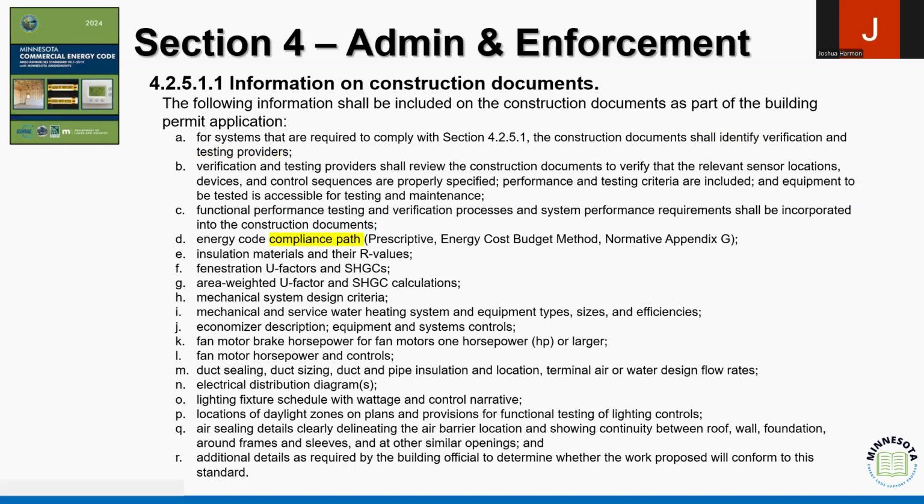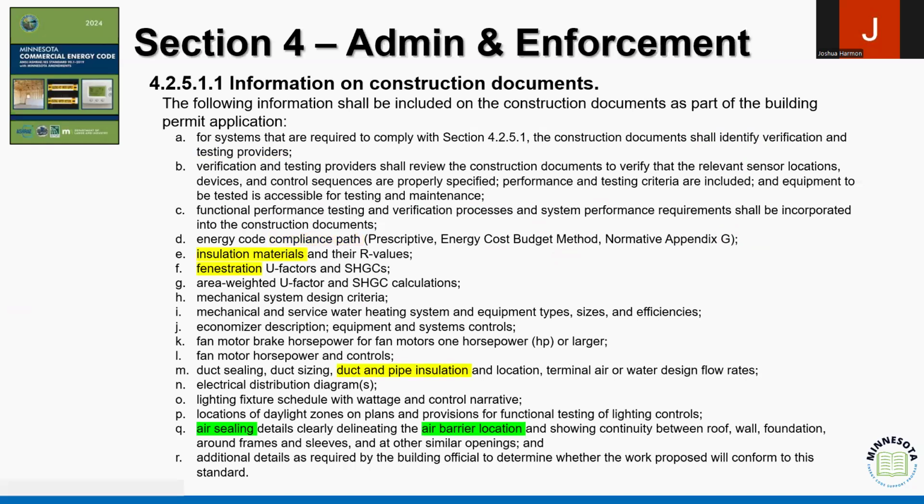The second piece is always going to be knowing what our compliance path is. Even when we think about energy code or air barriers, compliance path is going to be critical. Are we just following a very basic understanding of air leakage, or are we using one of these energy cost or Appendix G performance paths where we have to have even greater control over our building's air intake, our air infiltration? We'll see an example of that here in a little bit.